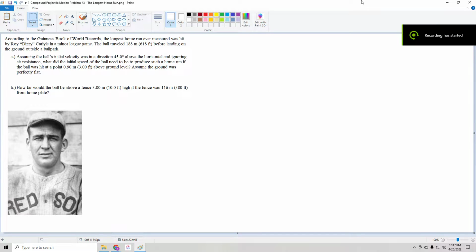Here's a more challenging projectile motion problem that involves a lot of algebraic manipulation. But if you find yourself interested in baseball, it might be fun to do. So we're looking at the Guinness Book of World Records entry for the longest home run ever measured. And it was done by this guy here, Roy Dizzy Carlyle.